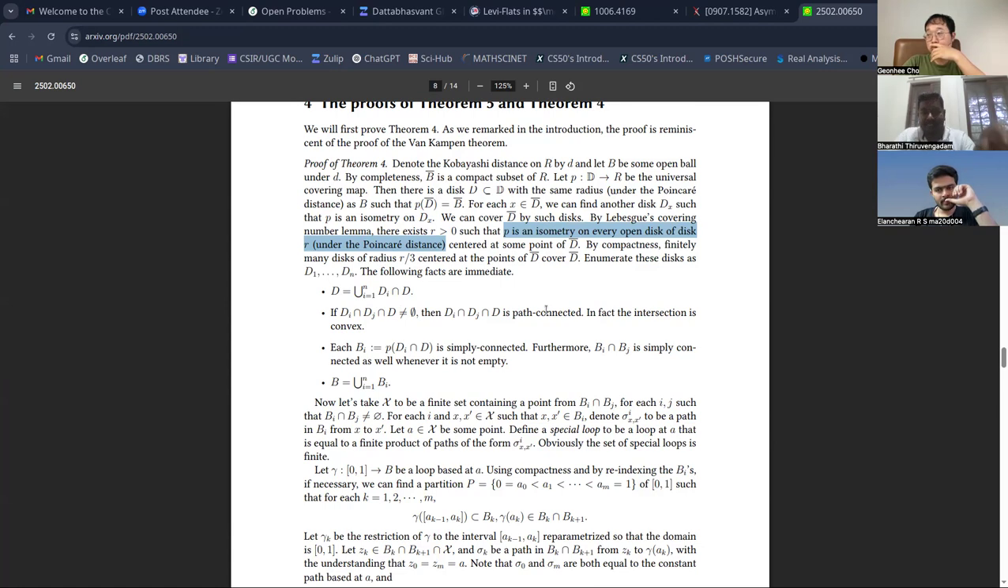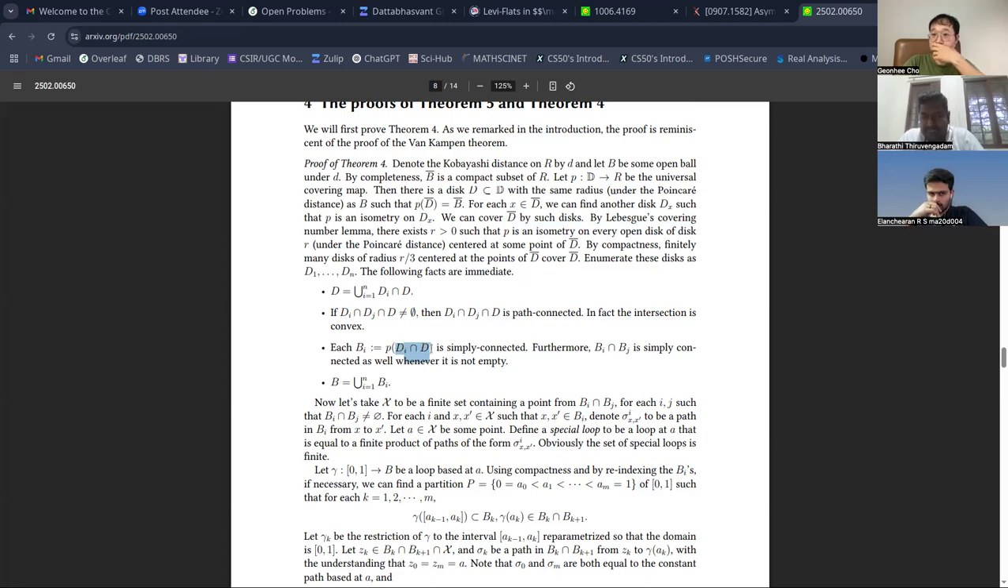Second, if you take two such balls and intersect them with D, it is always path connected. In fact, the intersection can be taken to be convex here. We can do such a manipulation. And each ball, if you restrict, now we have finitely many disks D_i.